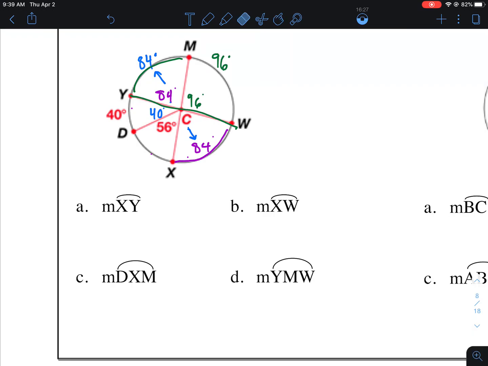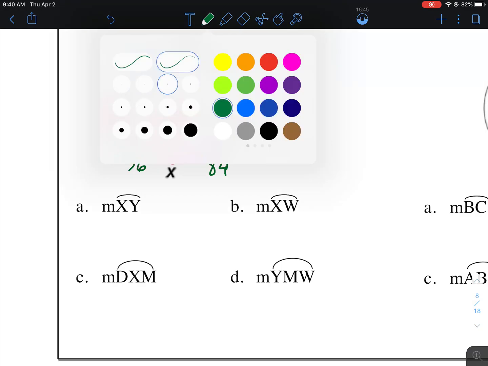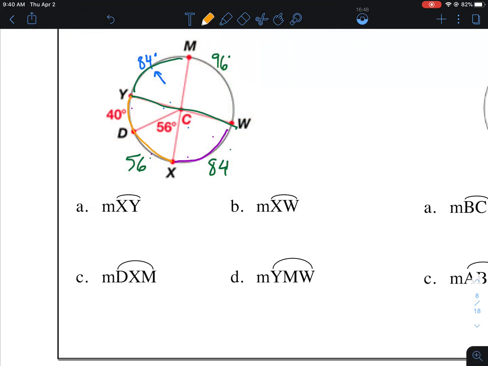Now, to make this a little easier to see, I'm going to take the angle part out. So I'm going to just put them along the arcs so it's easier to see. All right, let's answer these. So the measure of arc XY, well, from X to Y, you would have to add those two up, 56 plus 40, and that would be 96. From X to W, you already know that, that's 84.